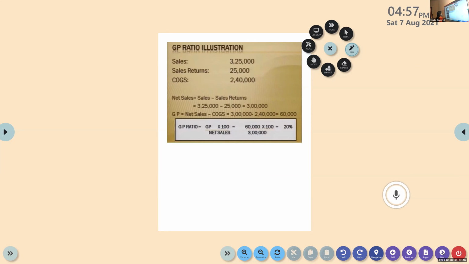Here you have a problem. You can do this. Sales 3,25,000, sales returns 25,000, and COGS is directly given to you. COGS means cost of goods sold. So how will you find out the net sales? Sales minus sales returns.